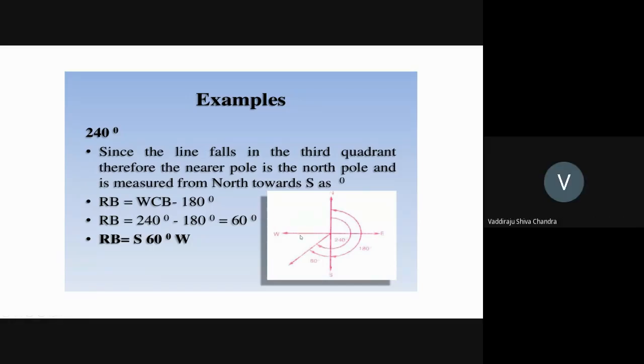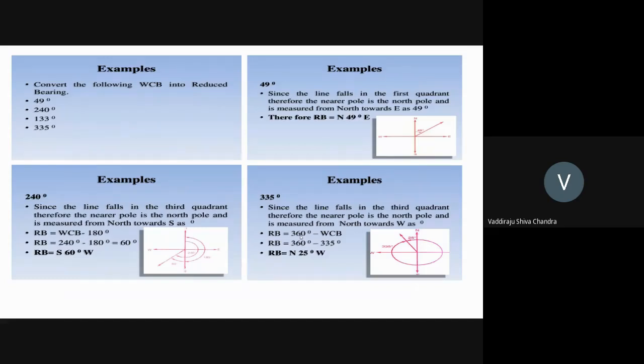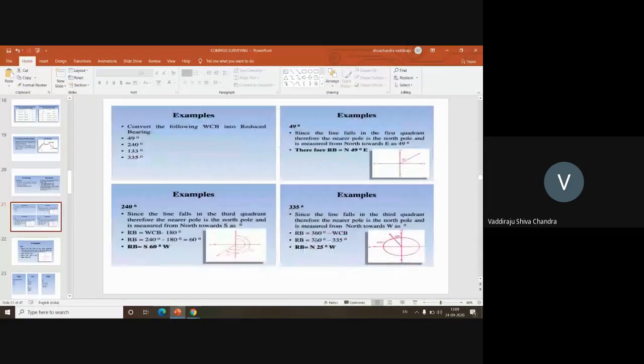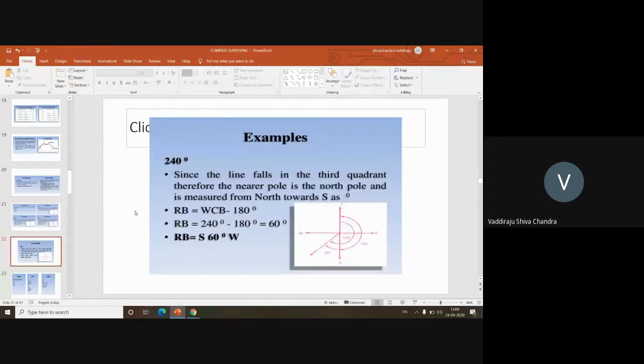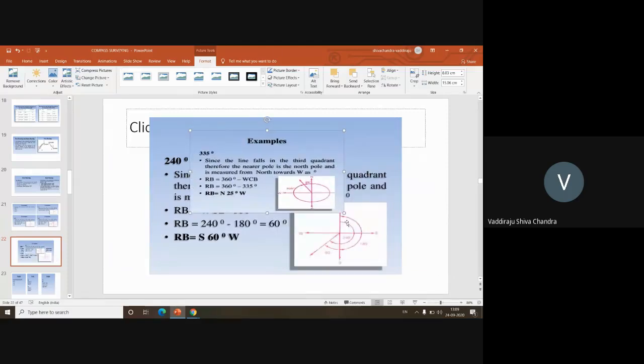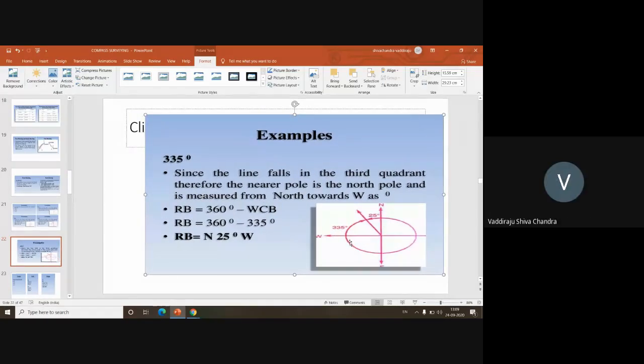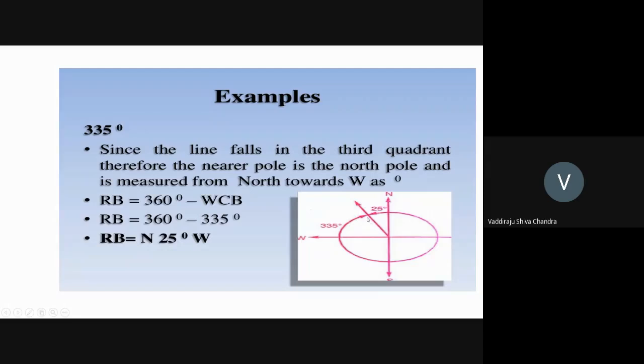So now let's take the next example, 360 degrees. Sorry, it is 335 degrees. So 335 means it falls in the fourth quadrant from the north direction. So what is the value from north now, in the reverse direction? 360 minus 335, so it is 25. In which quadrant is it? Northwest. So the answer is north 25 degrees west.